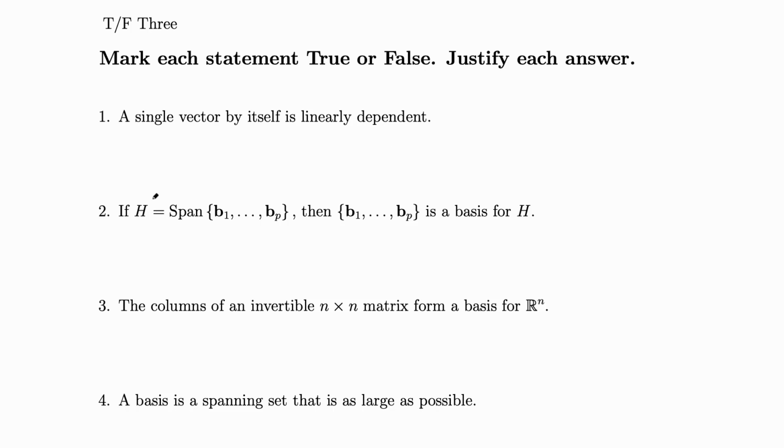True or false? In number 1, we got a single vector by itself is linearly dependent. Is false. In fact, if we have a vector, the 0 by itself, in fact this is linearly dependent, except this is a false. A single vector is linearly independent unless that single vector is 0 vector.